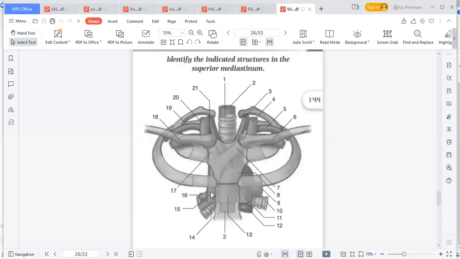Again, this side, 15 should be the superior vena cava, because it is coming from the top of the heart there. Number 14 is the bronchus, but which one specifically? 14 is the right main bronchus, because that is the right. Okay. 12 is the descending aorta, or thoracic aorta sometimes.